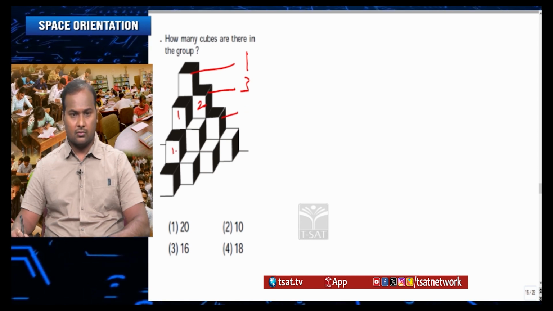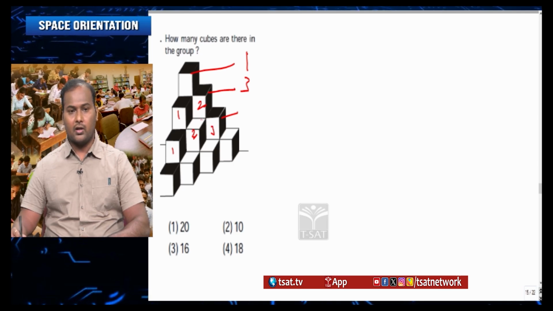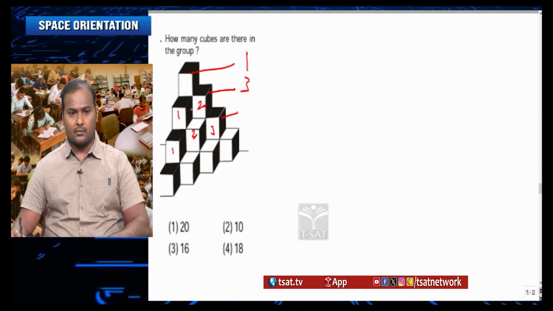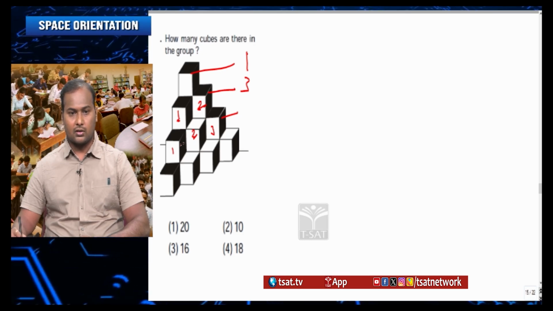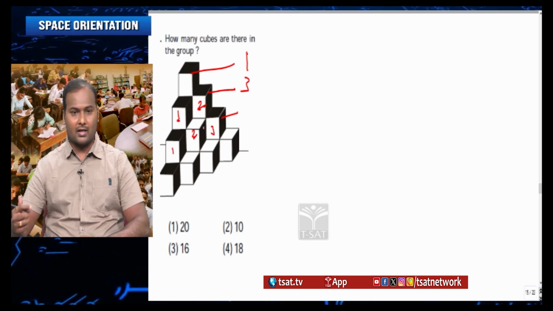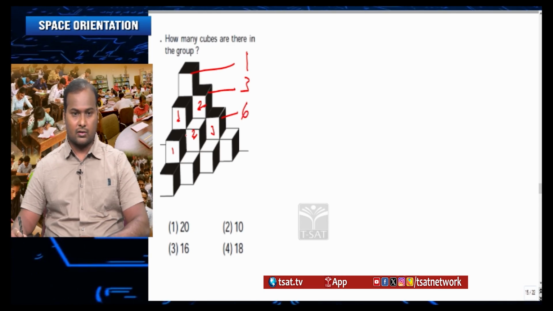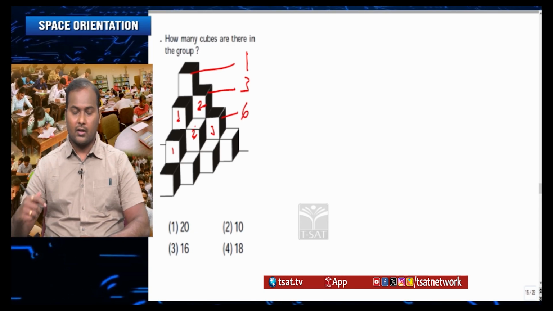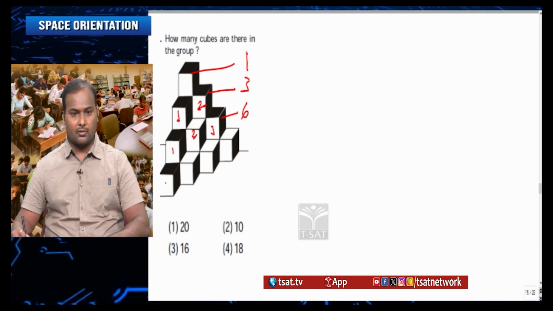Now come to the next layer, this layer. Here, how many are visible? 1, 2, 3 are visible. And how many are not visible? That is 1, this 2, and below this 1, 2 and 3. So 3 are visible. At the back side you have 3 more. Total here 6 are there. So 3 are visible. On the other side another 3 are there. They are not visible. And at the bottom layer, how many are visible for us?